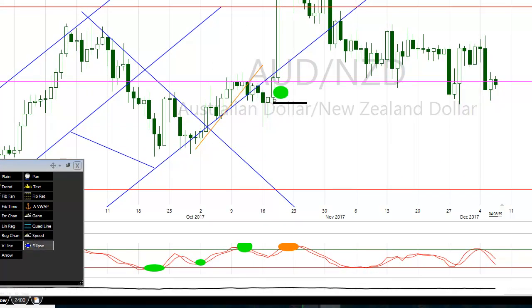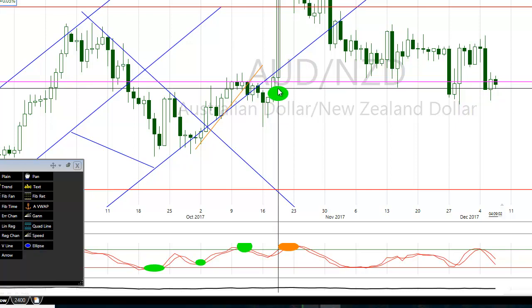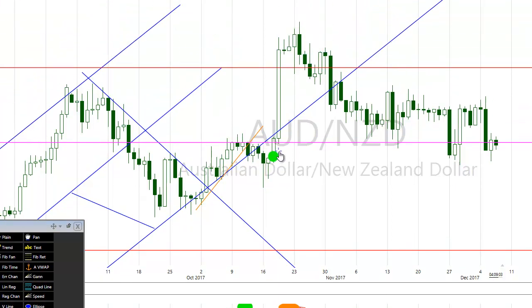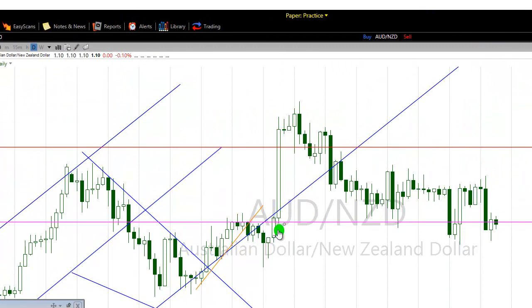I want to put a spotlight there. We are now on a daily chart. Remember that spot, the green one. I will leave it here, very small, on the daily chart. And we're going to go quickly to the hourly time frame. Hopefully we'll see it.